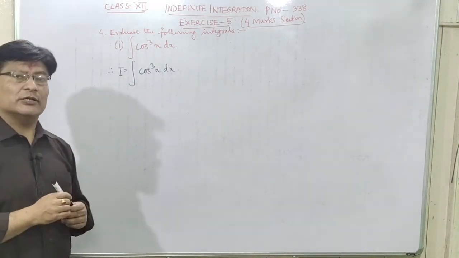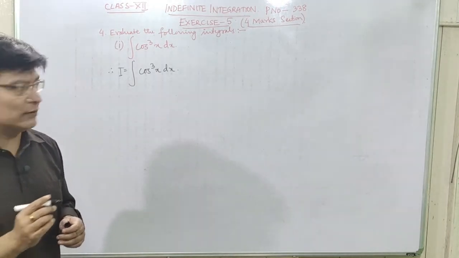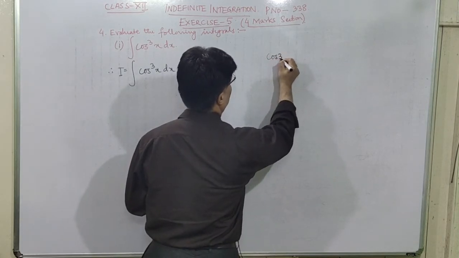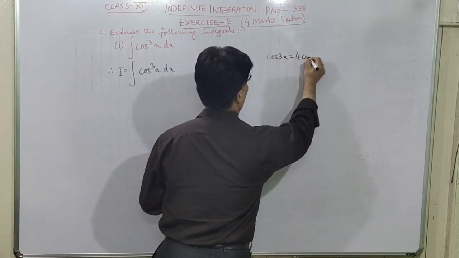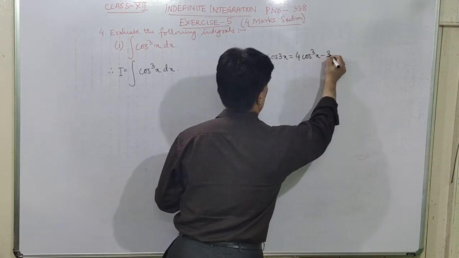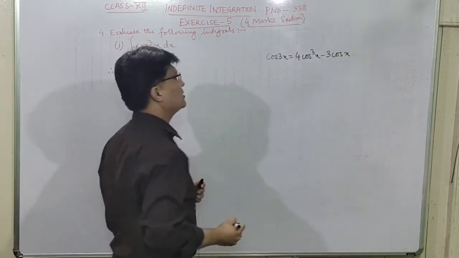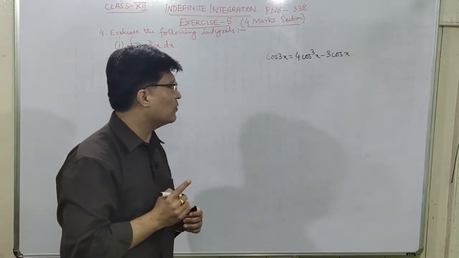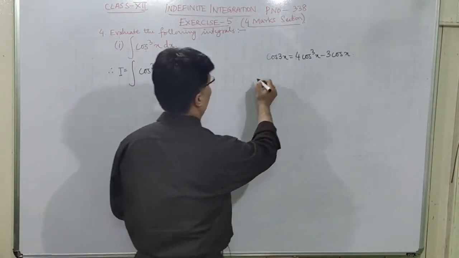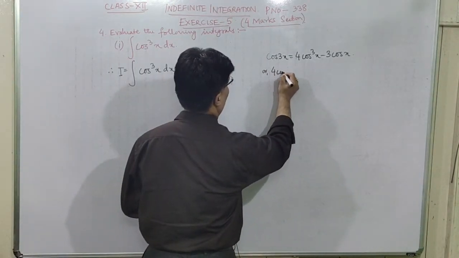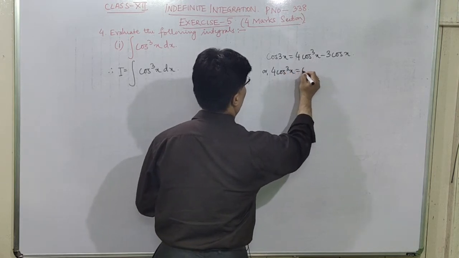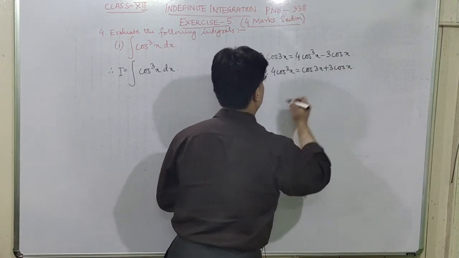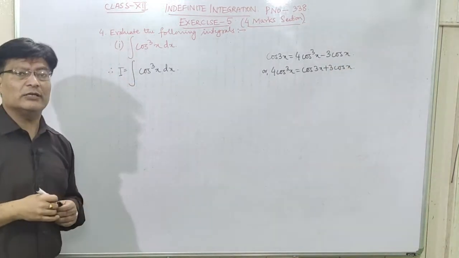In this case you have to use the formula from multiple angles. What is that formula that you can use here? You know that cos 3x is equal to 4 cos cube x minus 3 cos x, isn't it? This is from multiple angles. So from here you can easily get the value for 4 cos cube x. So 4 cos cube x is equal to cos 3x plus 3 cos x. This is the formula that you can use here.